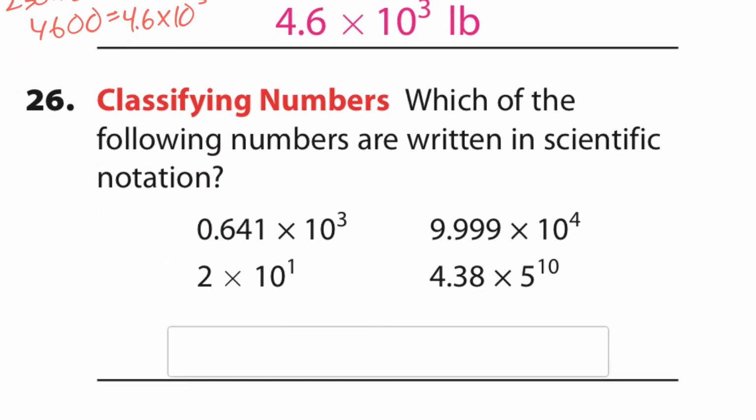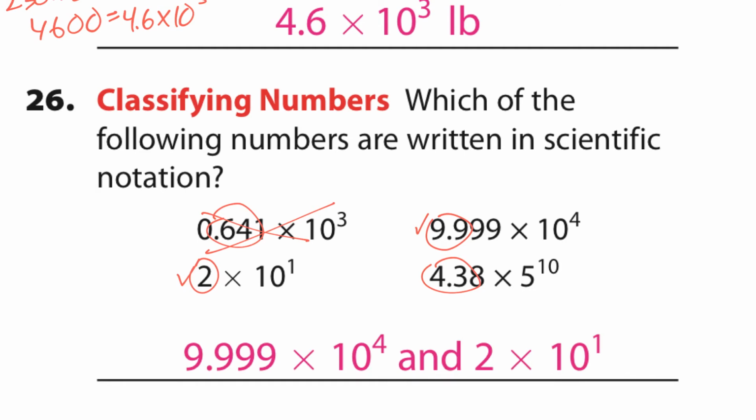And which of the following numbers are written in scientific notation? Well, this one's not, because this is not a number between 1 and 10. This one, that one's good. This one's good. And I'm eyeing this right here, 9.99 and 4.38. You have to look at that and make sure that it's a number from 1 to 10. So all of them except for, yeah, let's see. 9.99, 4.38 times.